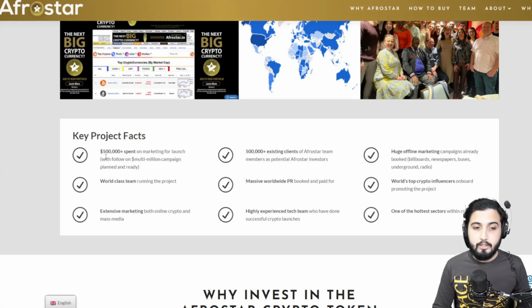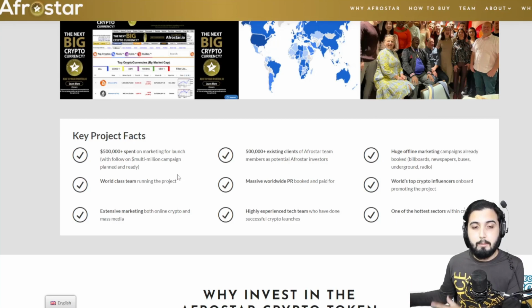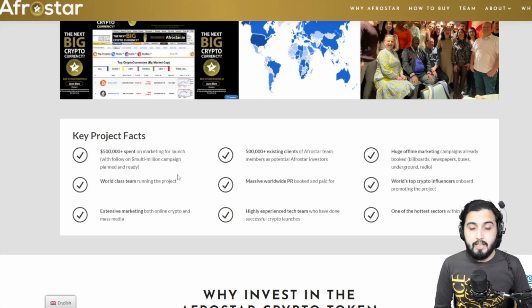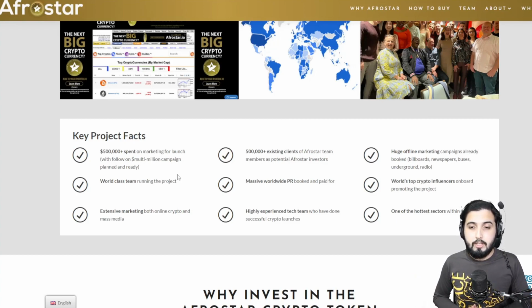It says $500,000 is already spent, more than that actually, on the marketing for launch, and it'll be followed by another multi-million campaign that is already planned and ready. They already have a good audience, a base of clients and users who are potential Afrostar investors, and they have 500,000 plus of these. So you can already see that we're off to a really good start with this project.